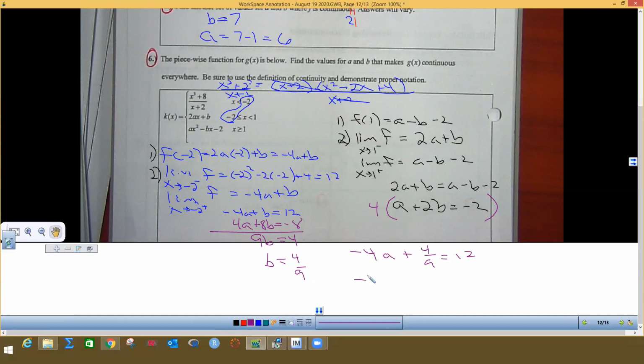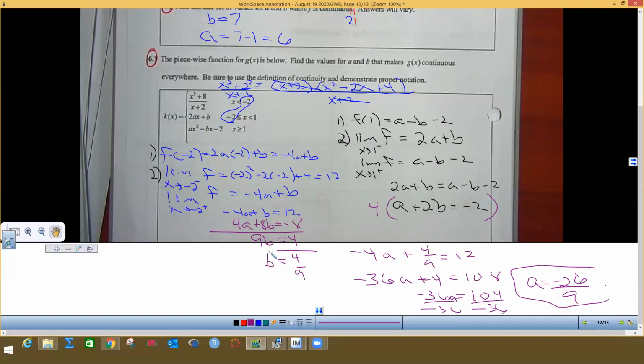I'm going to multiply everything by 9 to get rid of the fraction. On both sides, I'm multiplying by 9. Then I'm going to subtract 4 over and divide by negative 36. Let's see, 4 goes into both of those. That's going to be what, 20, let's see, 8, 24, 4 goes into that 6 times. And 4 there would be a 9, so that would be a negative 26 ninths and positive 4 ninths for your answers.